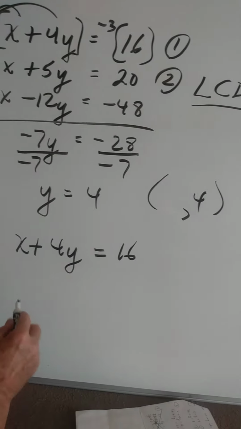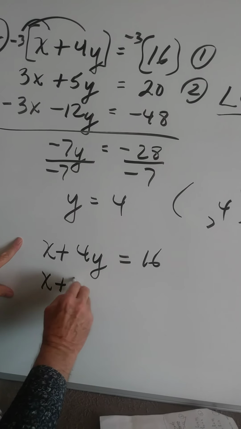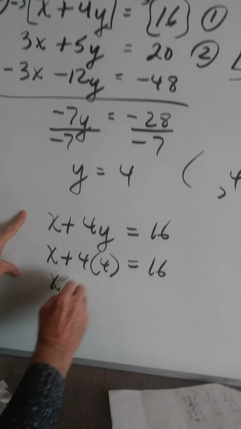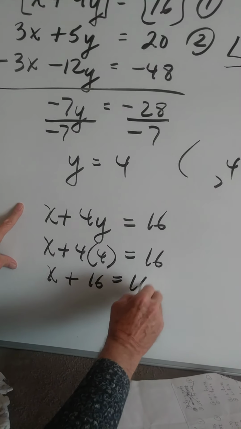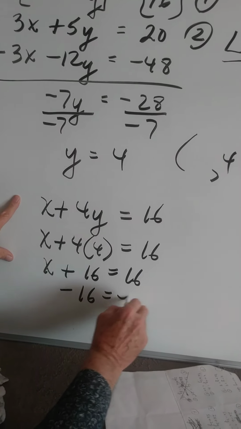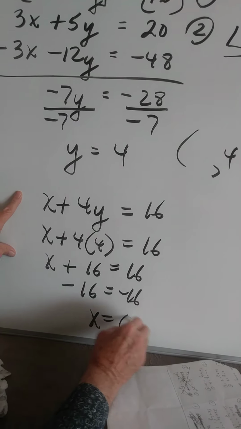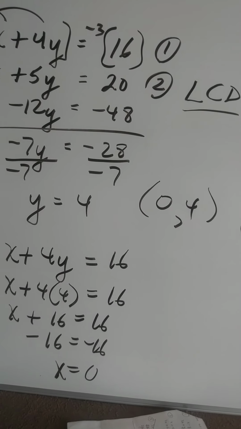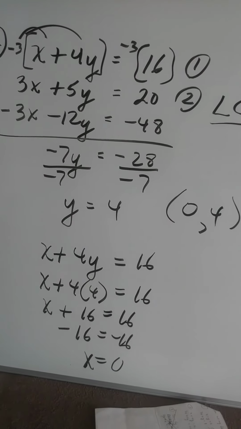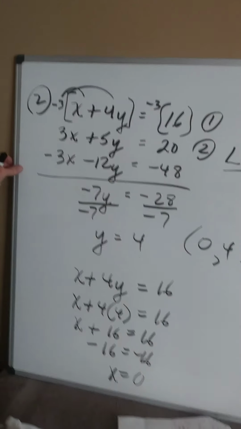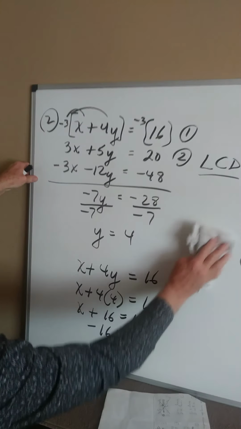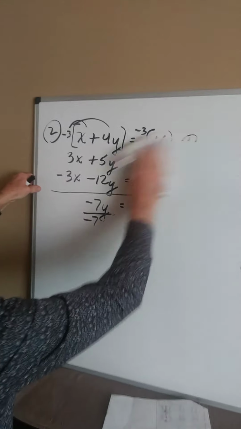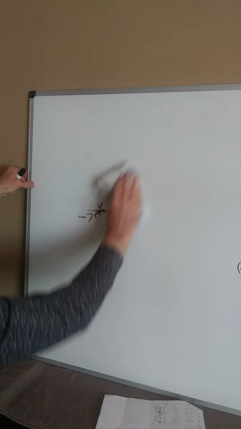The value of y is 4. So x plus 4 times 4 is equal to 16. X plus 16 is equal to 16. Subtract 16 from both sides. X is equal to 0. Put that 0 up there. Got our solution. So what did we have to do with number 2? We had to bring in multiplication, but to only one equation. Only one. The next one, we'll have to do it to both.